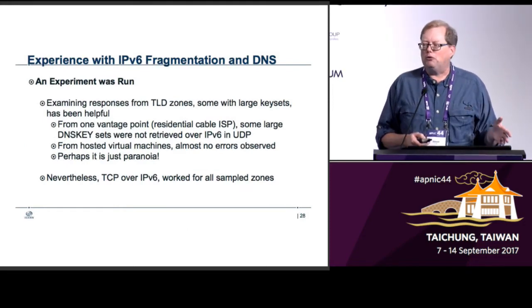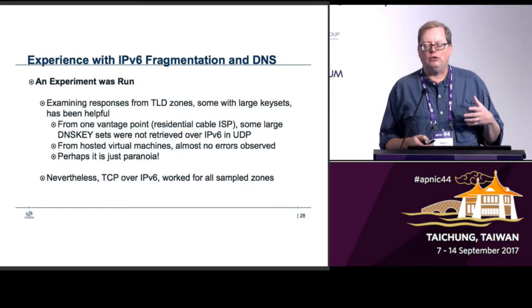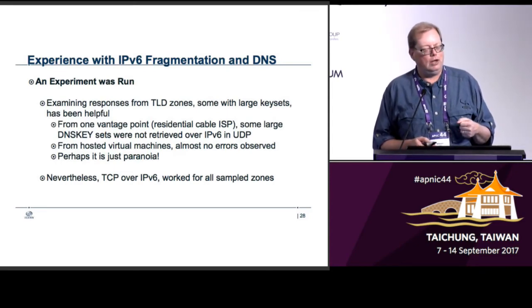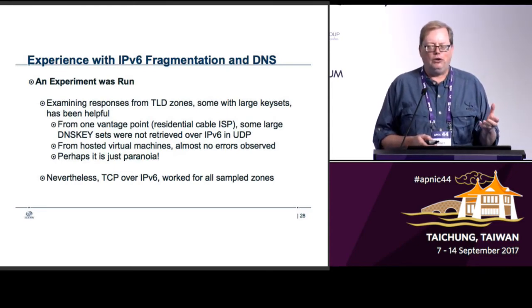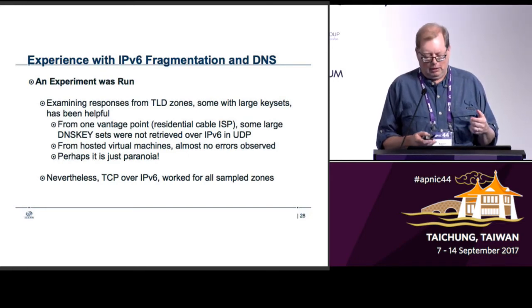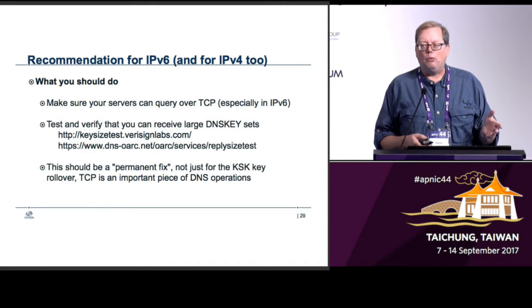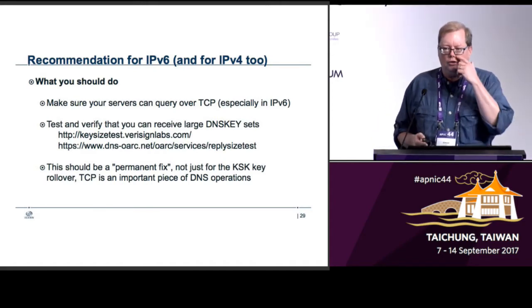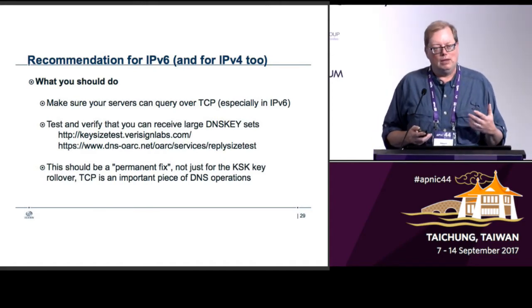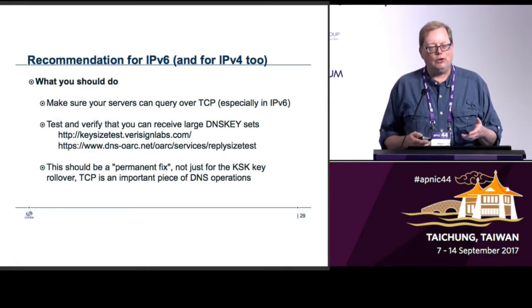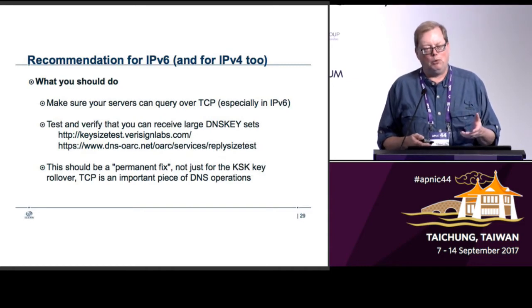We've run some experiments about this, being concerned about it. We also noticed that a lot of TLDs have really large key sets. So we measured trying to get those key sets to see, do we really see issues coming along in this case? From that work, we have these recommendations. And these recommendations say, make sure your resolvers can do TCP. If you have TCP out there, it seems to get rid of all of these issues in getting the data. It's very important TCP's out there.